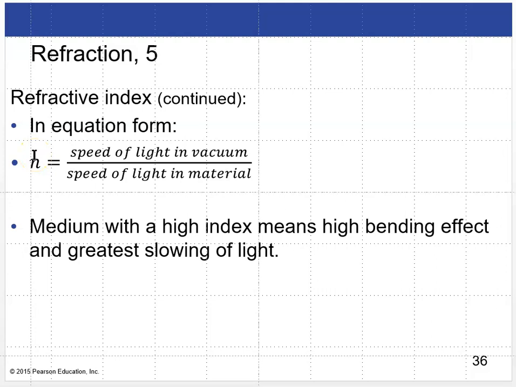It's going to bend more, further away from the normal, because it's moving slow. When the speed of light is small, when it's slow, that makes N big. So that means you have a high index of refraction, and it will bend further away from the normal.